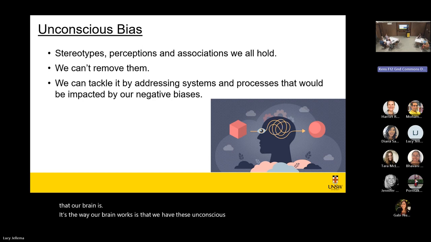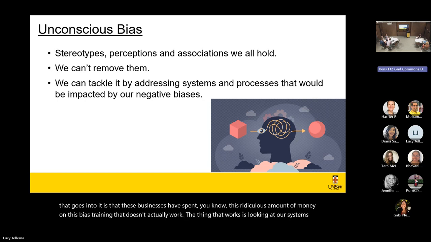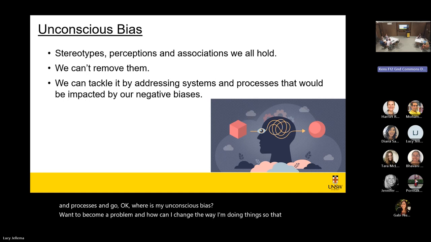So something that's happened a lot in businesses across the past couple of years is that they have unconscious bias training and it's aimed to eliminate their unconscious bias. It doesn't work. All the research shows that these businesses have spent a ridiculous amount of money on bias training that doesn't actually work. The thing that works is looking at our systems and processes and going, okay, where is my unconscious bias going to become a problem and how can I change the way I'm doing things so that it doesn't actually impact the students?